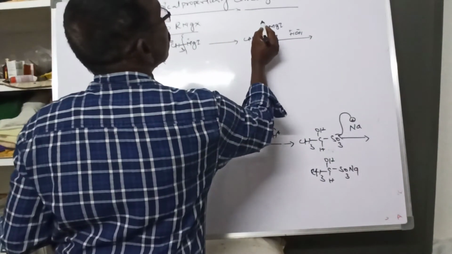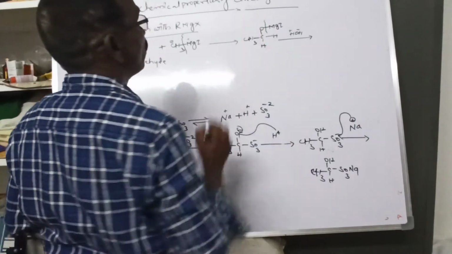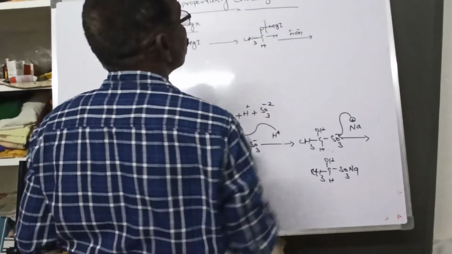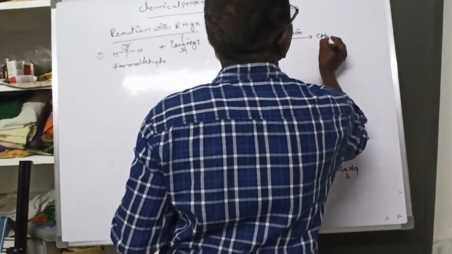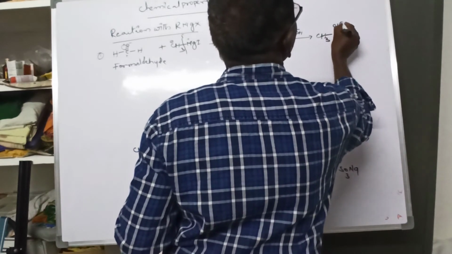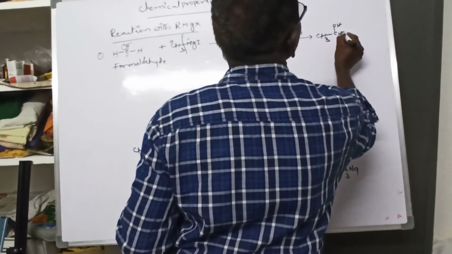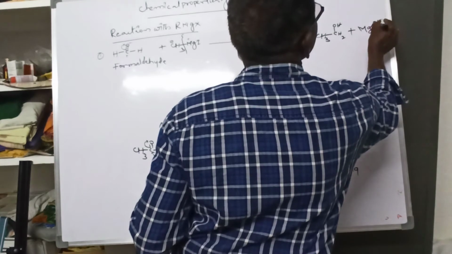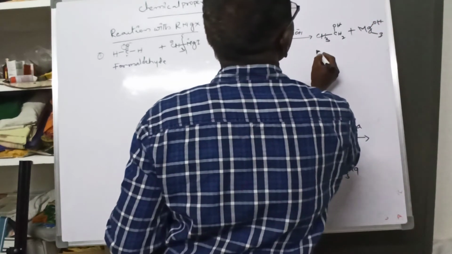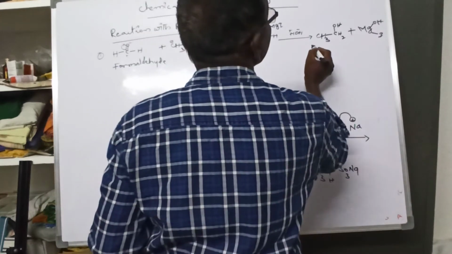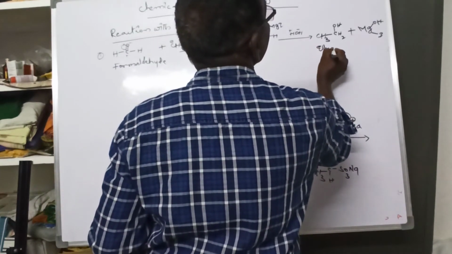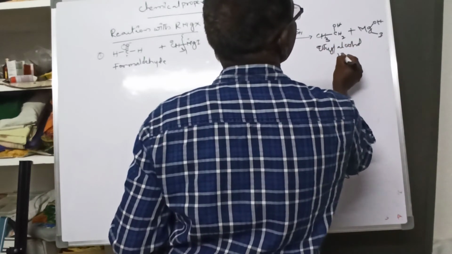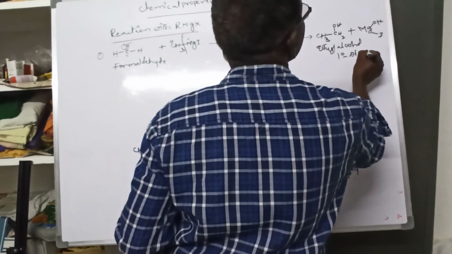So here between the oxygen and magnesium, the bond breaks. H plus adds to oxygen, and OH minus adds to magnesium. So that is CH3 CH2 OH, and hydroxy magnesium iodide is formed. It is a primary alcohol, that is ethyl alcohol, which is formed. Primary alcohol is formed.